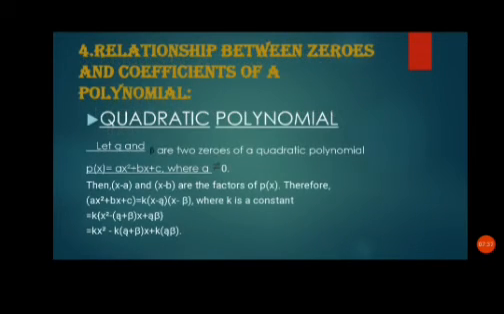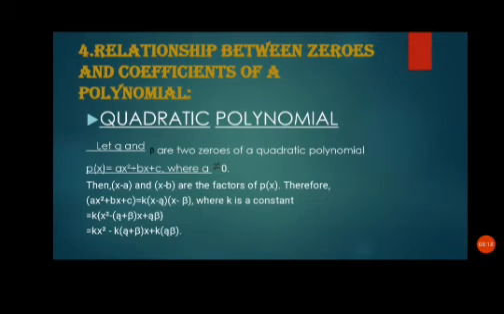Okay, moving forward. Relationship between zeros and coefficients of a polynomial. There is a relationship between zeros and coefficients of a polynomial. In a quadratic polynomial, let alpha and beta be two zeros of the quadratic polynomial p(x) equals ax square plus bx plus c, where a is not equal to 0. Then x minus alpha and x minus beta are the factors of p(x), as we know that a quadratic polynomial has only two zeros.